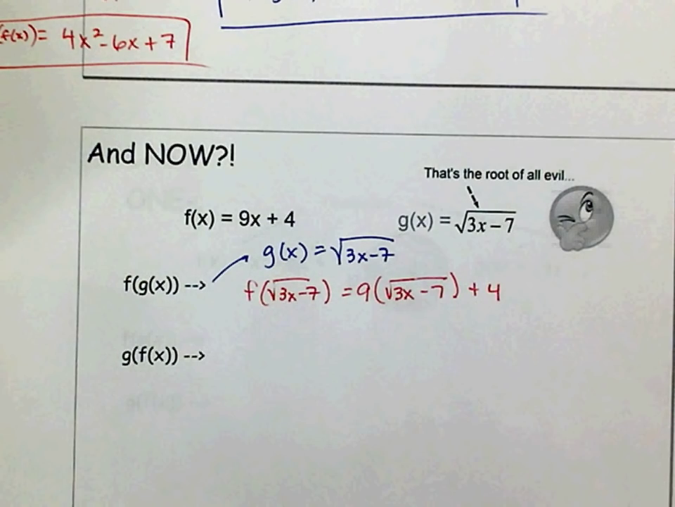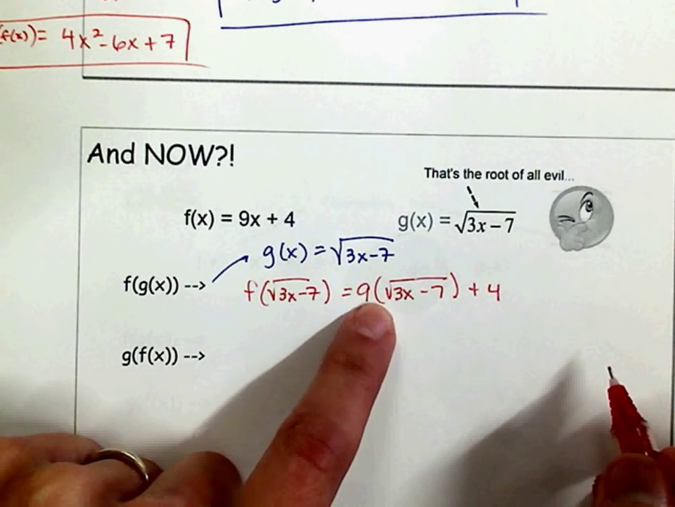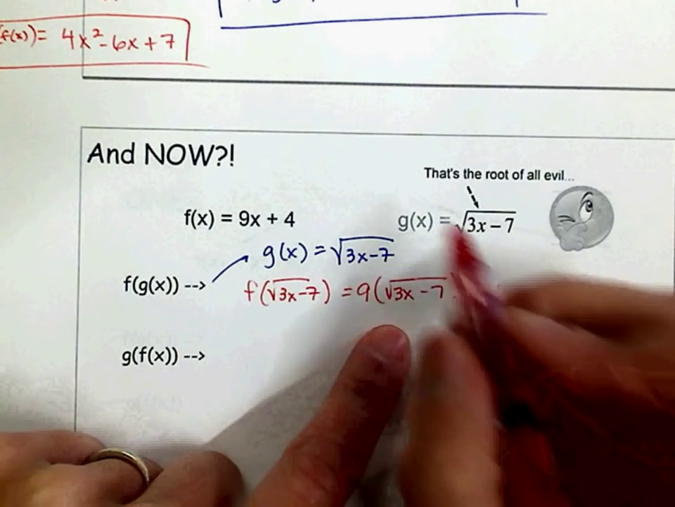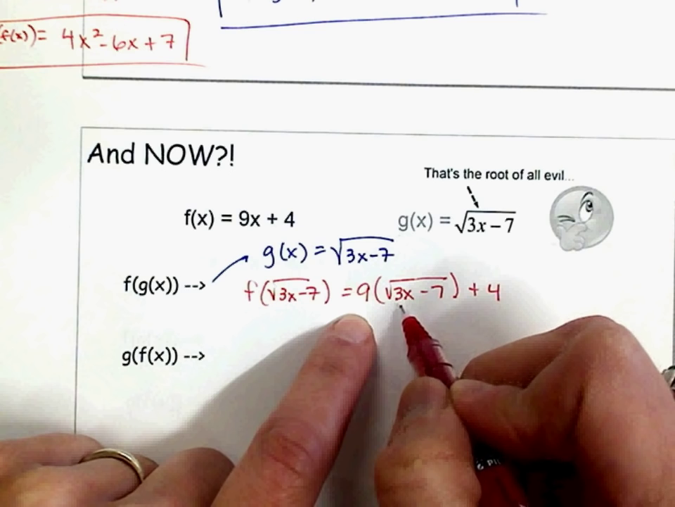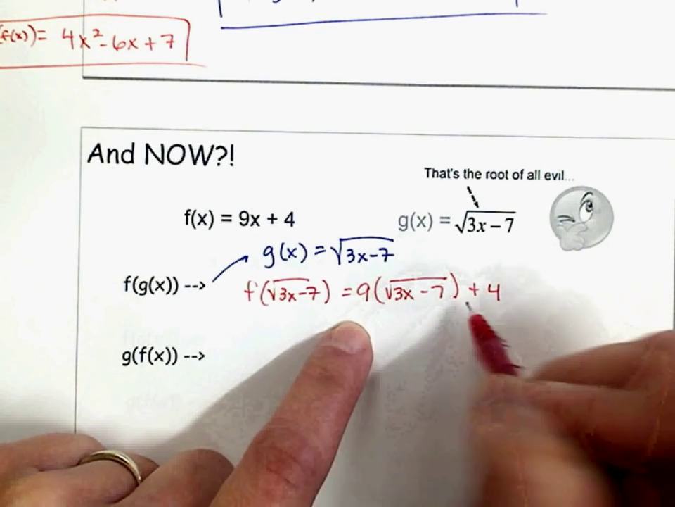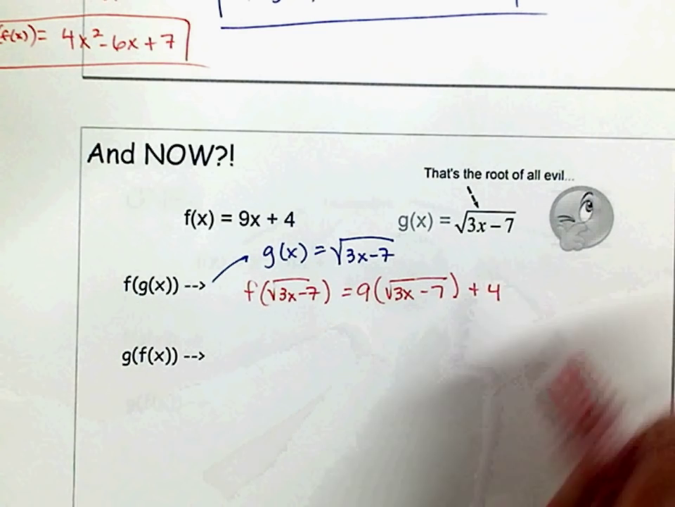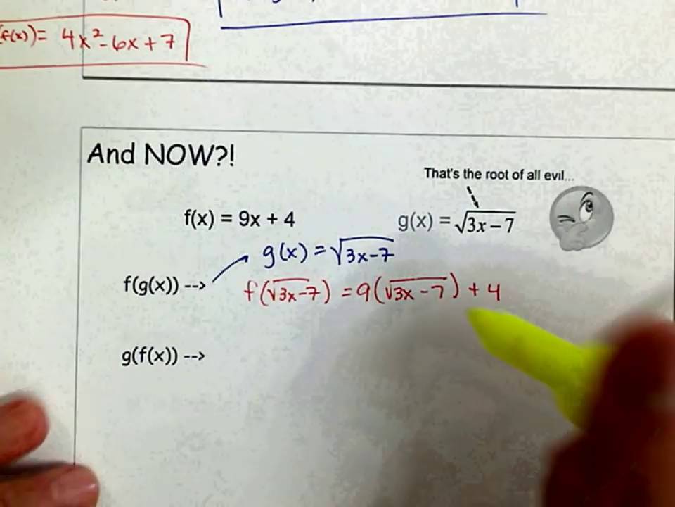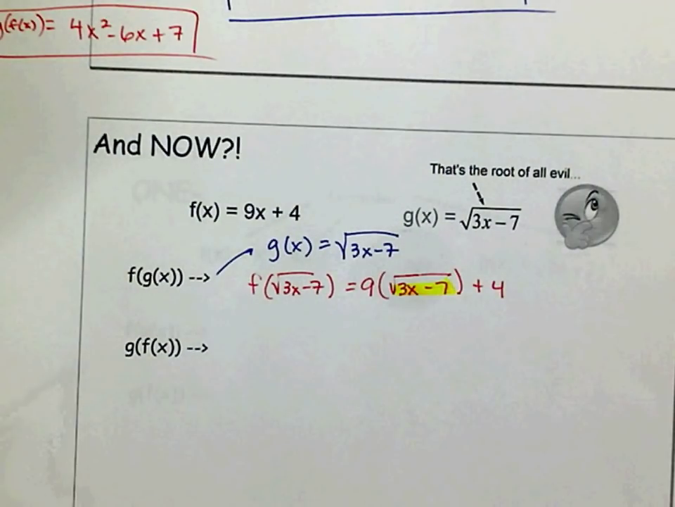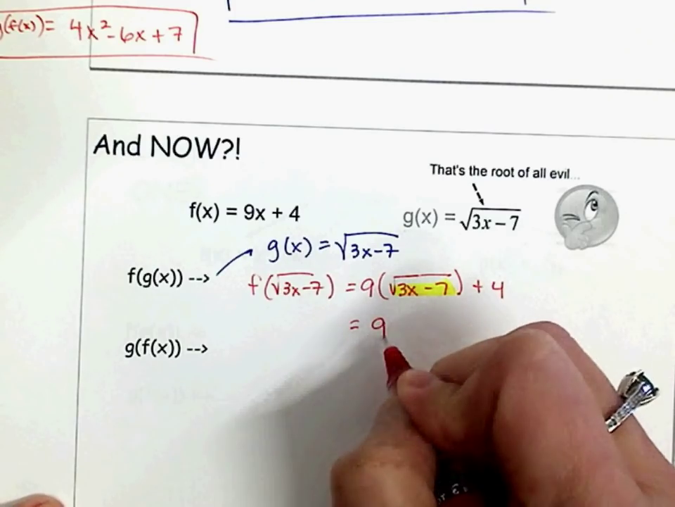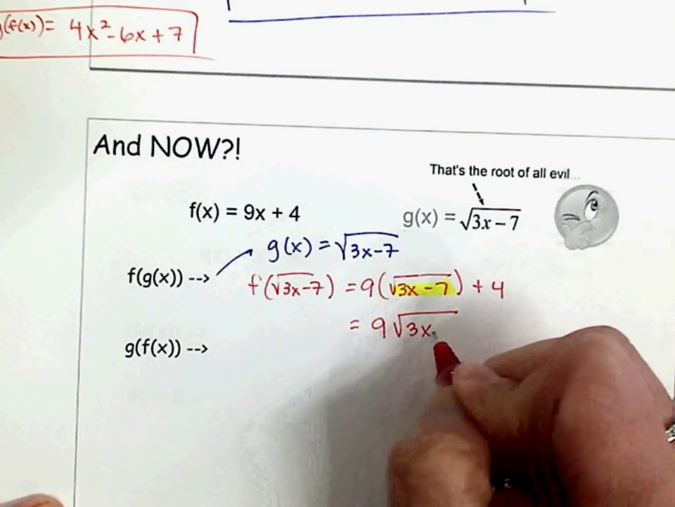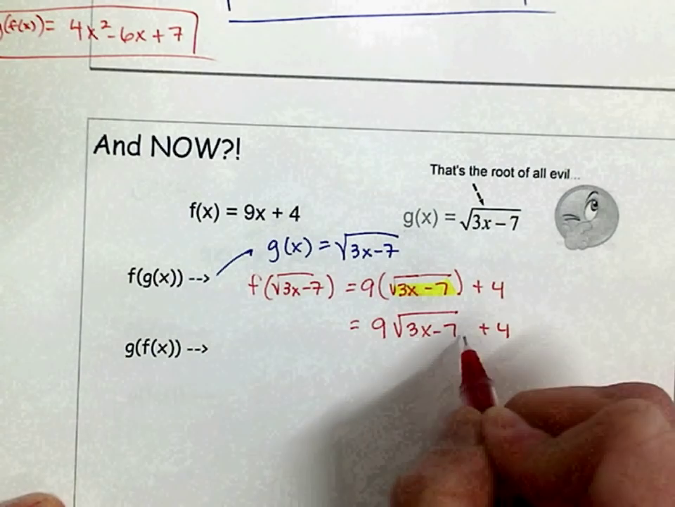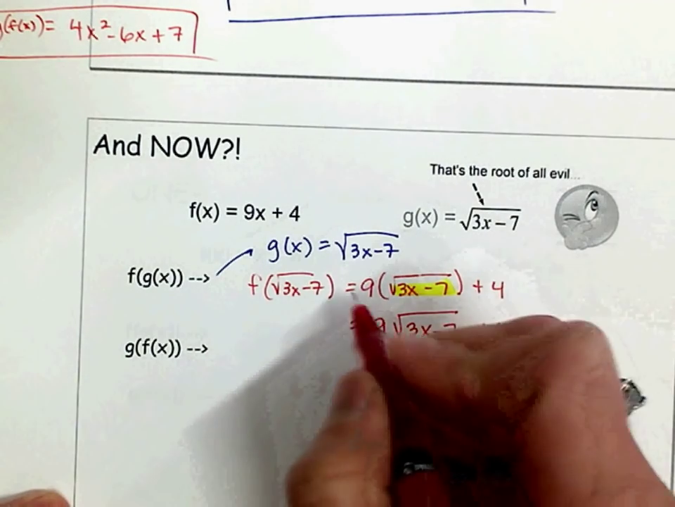When they're next to each other like that, you're going to multiply. Now, you cannot multiply 9 times 3. That's under the radical. You cannot multiply 9 times negative 7. However, keep these guys together, and you will have 9 square root of 3x minus 7 plus 4. Make sure your 4 is not under the radical sign, and there you have f of g of x.